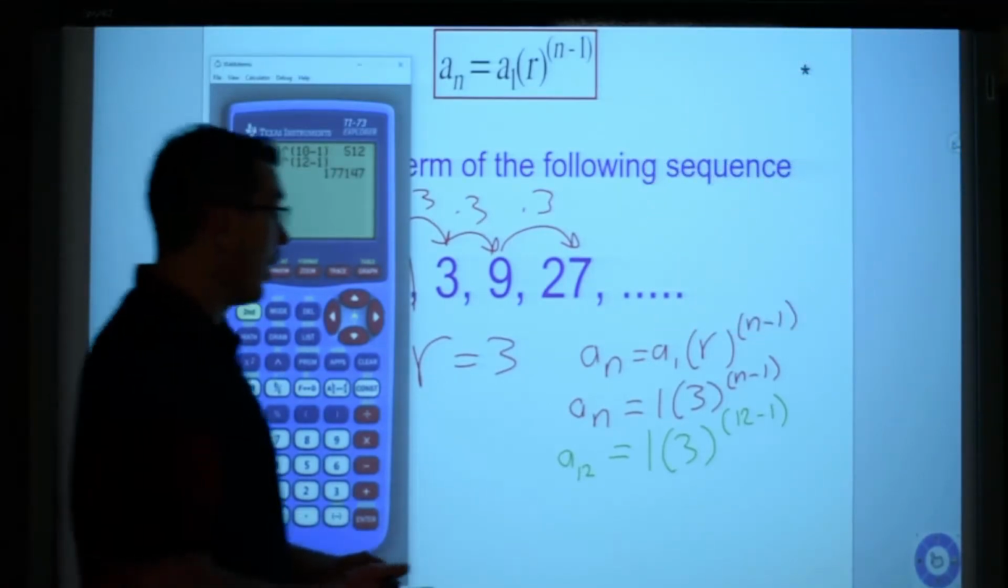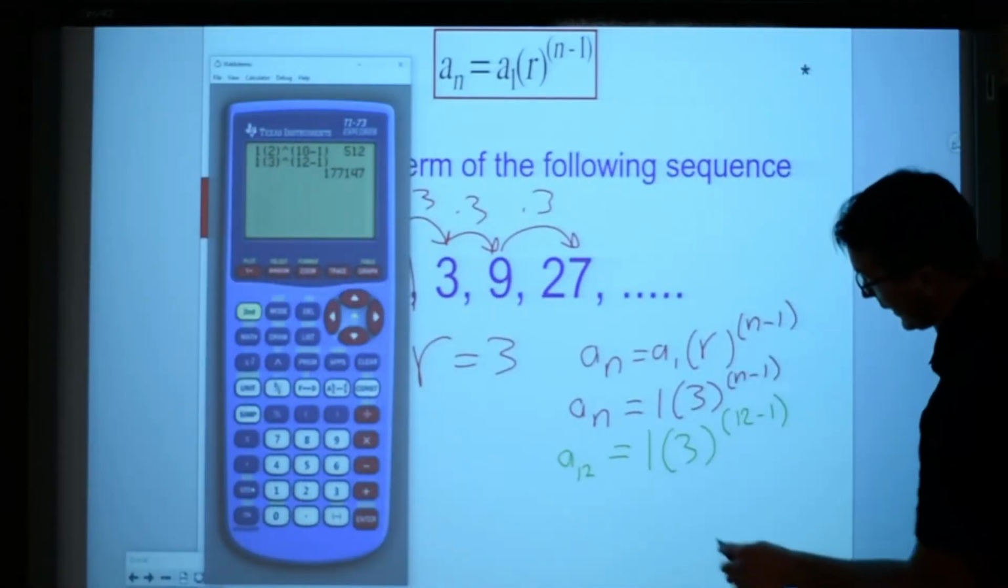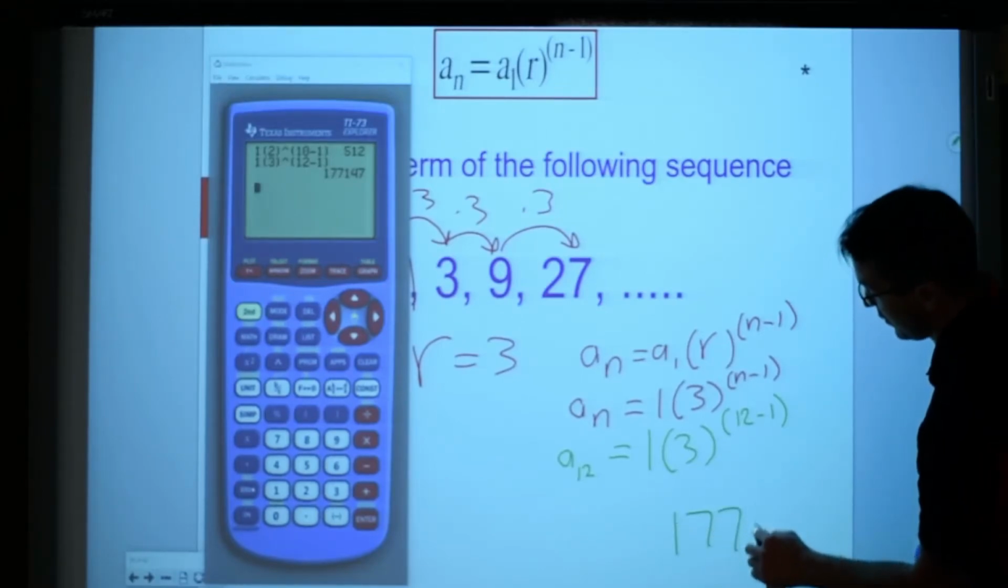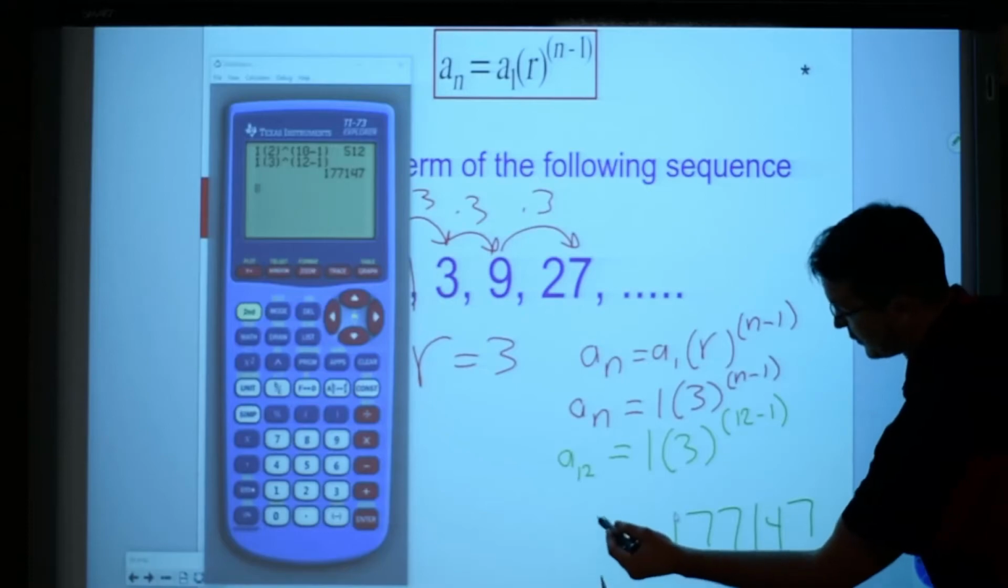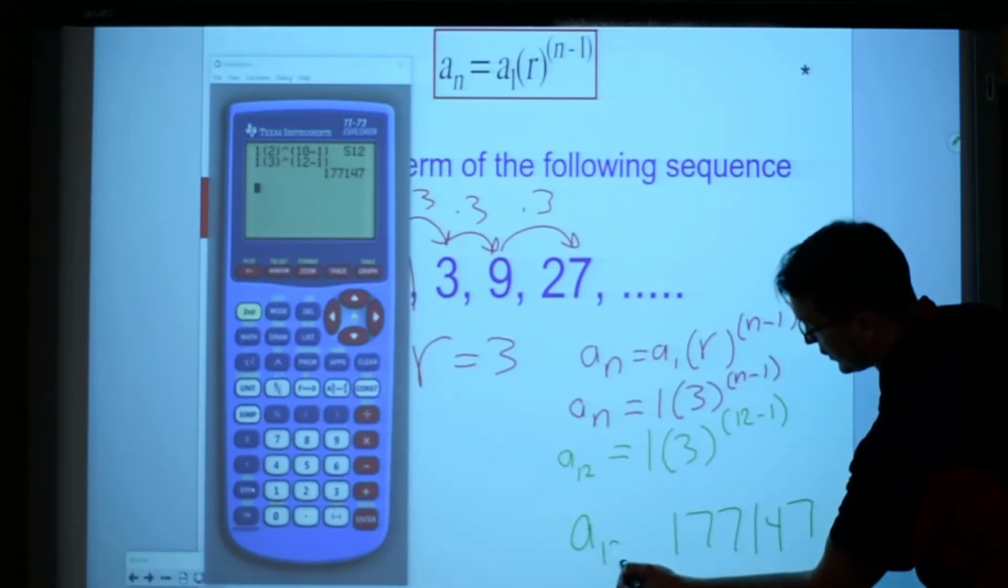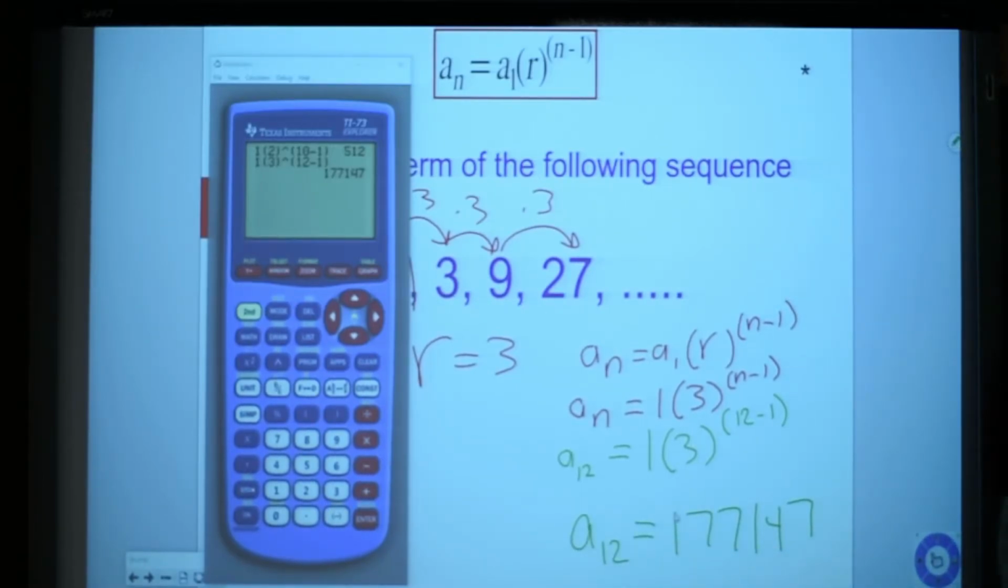And that gave me, whoa, exponential gets big quick. 177,147. That's the 12th term in this sequence. It gets big really quick.